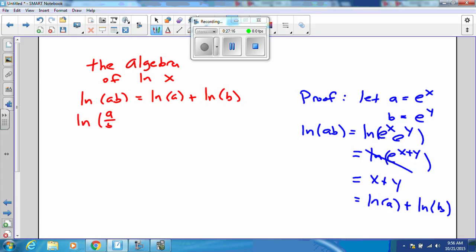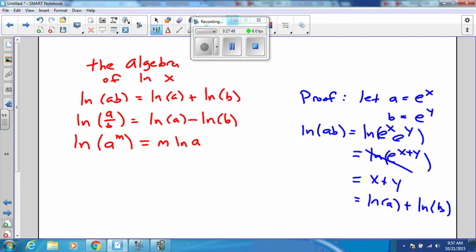In a similar kind of argument that I shall not bore you with, I could show you that natural log of a over b is natural log a minus natural log b. And finally, that natural log of a to the m is equal to m times ln a. And so these are the log properties for natural log.